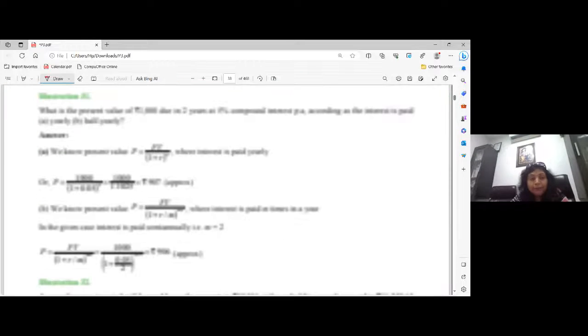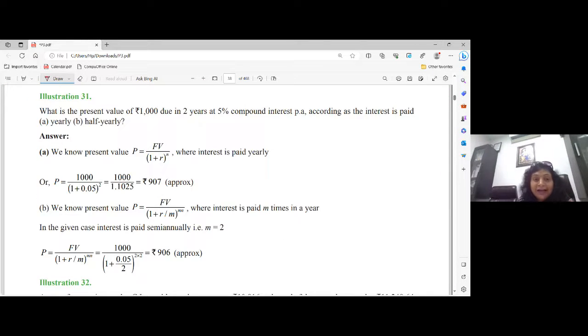Next question is, now, what is the present value of 1,000 due in 2 years at 5% compound interest? Now, what this says, 1,000 due in 2 years, that means 1,000 is the amount. And this is you are getting in future. So you have to find out present value. So I have told you when there is a question of present value as well as future value, then that means this is single inflow. This is not annuity.